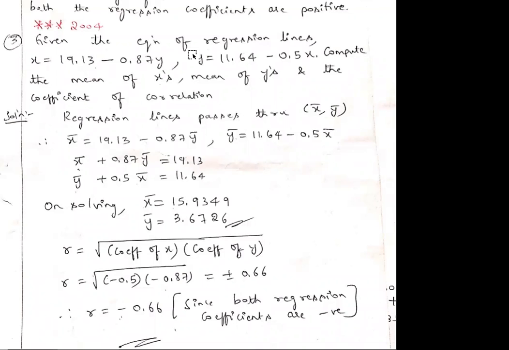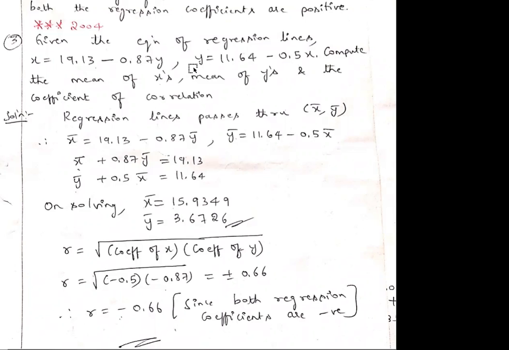Given the equation of regression lines, x is equal to 19.13 minus 0.87y and y is equal to 11.64 minus 0.5x. Compute the mean of x, mean of y, and coefficient of correlation. So he wants you to find mean of x, that means x bar, and mean of y, that means y bar. And he also wants you to find coefficient of correlation, which is r, small letter r. So he's given the two lines.